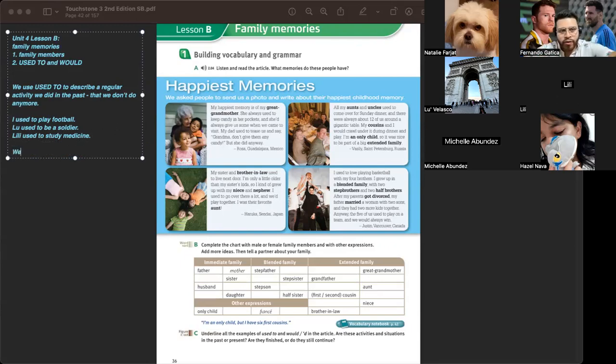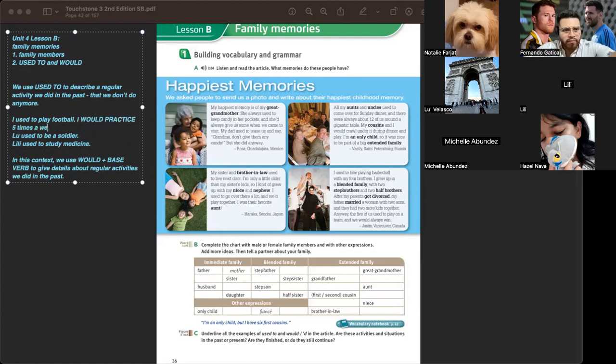Then would. Would has many different uses. You can use would for a lot of things, but in this context, we use would and a base verb to give details about regular activities we did in the past. For example, I used to play football. I would practice 5 times a week.